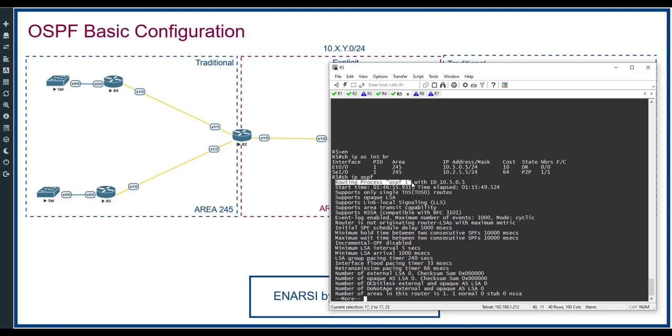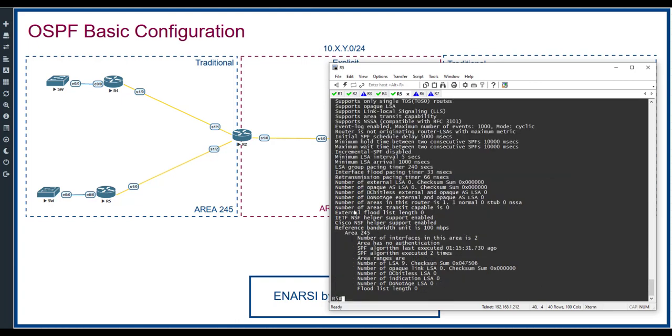Routing process OSPF 1 with ID, for example, this ID. I will talk about the router ID later, but here we have a lot of information, as you can see, and some of it can be explained in this class. Here you can see information about area 245. The number of interfaces in this area on router 5 is 2, and some other useful information.